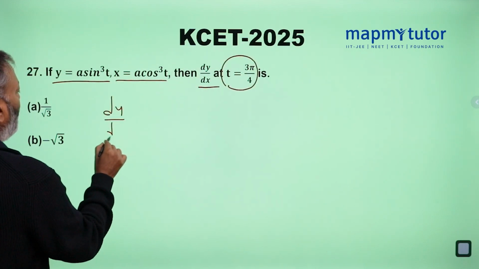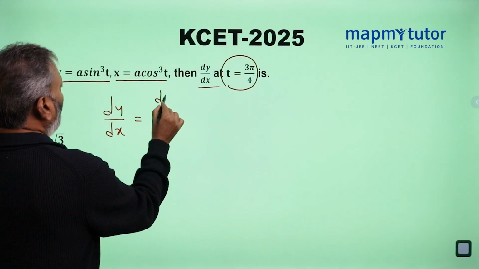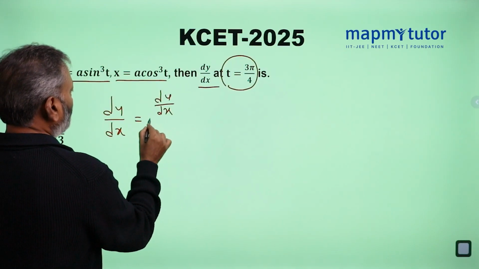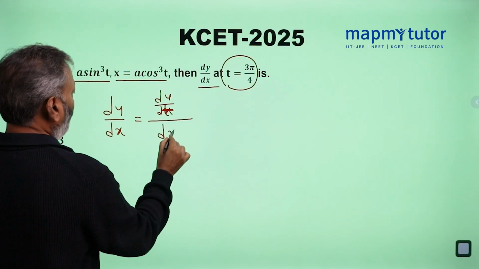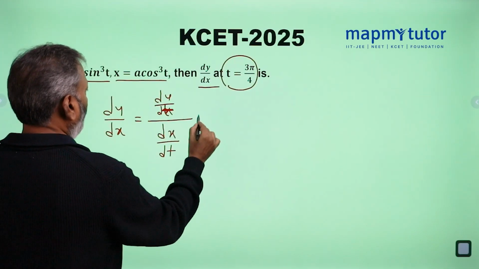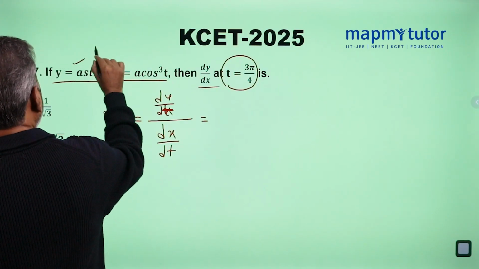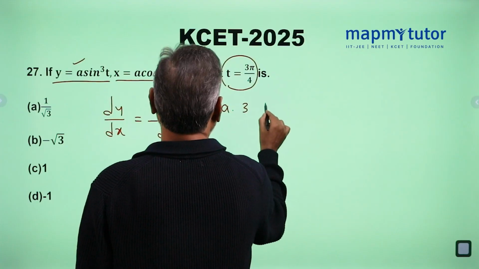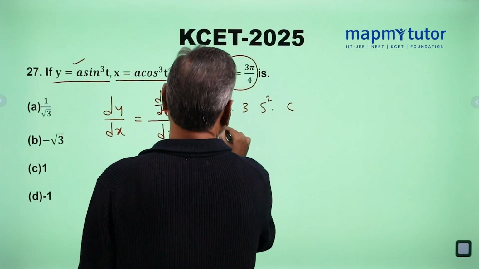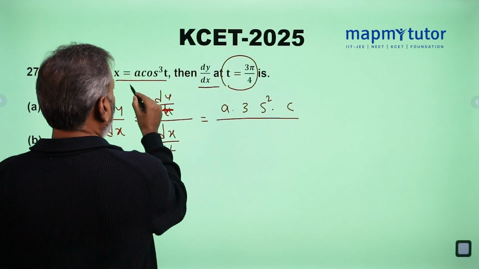First, my job is to calculate dy by dx. And there is a formula, everybody knows that. dy by dx is what? dy by dt divided by dx by dt. Let us differentiate y with respect to t. A constant for sin cube t, the derivative is 3 sin square t into cos t. And dx by dt, come on.